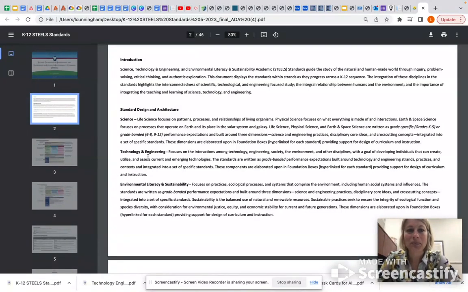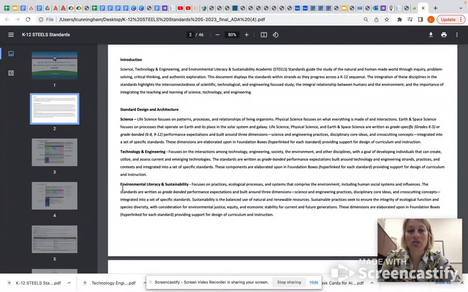Then we have technology and engineering standards that focus on the interactions among technology, engineering, society, the environment, and other disciplines, with a goal of developing individuals that can create, utilize, and assess current and emerging technologies. These standards are written as grade-banded performance expectations built around technology and engineering strands, practices, and contexts, and are integrated in a set of specific standards. These components are elaborated upon in foundation boxes, which are also hyperlinked for each standard, providing support for design of curriculum and instruction.